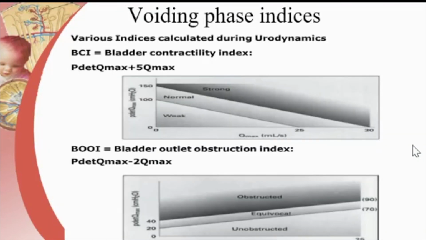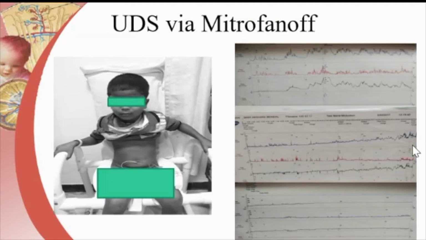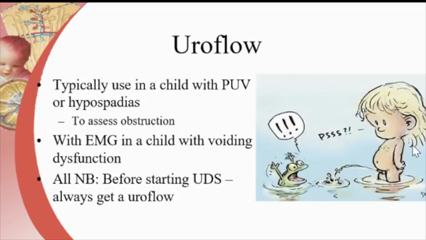There are various voiding phase indices. I'm not going into this because in children we rarely use this. It is more important for the voiding phase in an adult, where you have the bladder contractility index and bladder outlet obstruction index. These voiding phase indices are very difficult to obtain in children. Urodynamics via Mitrofanoff: if there is a Mitrofanoff, obviously we do urodynamics post augmentation to assess the capacity of the bladder.